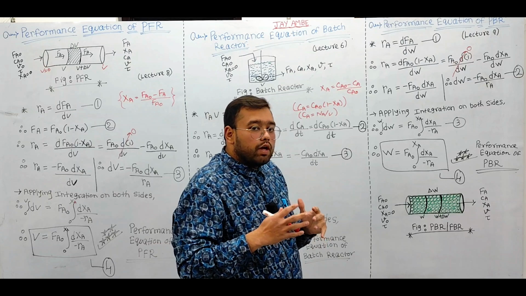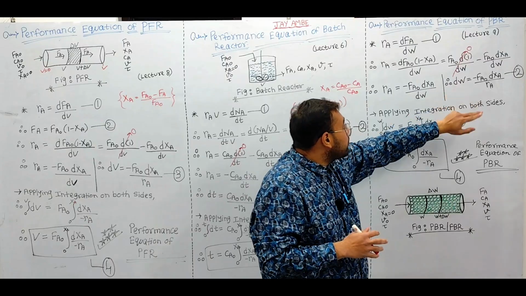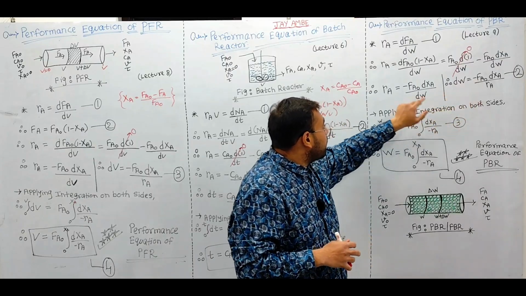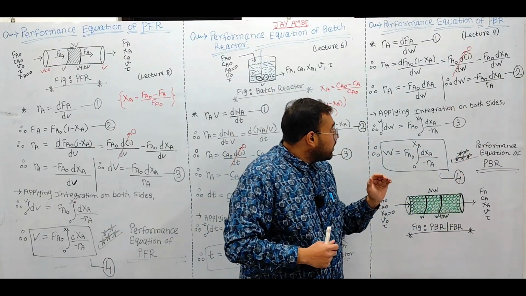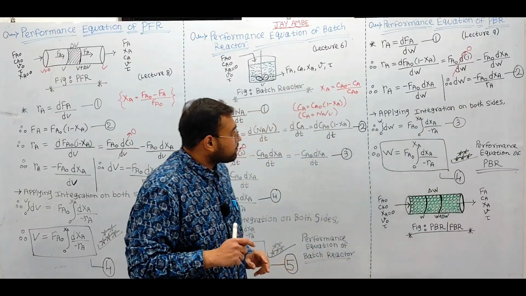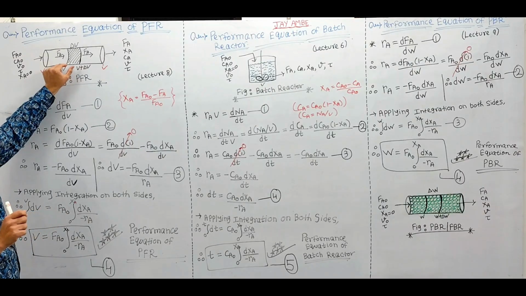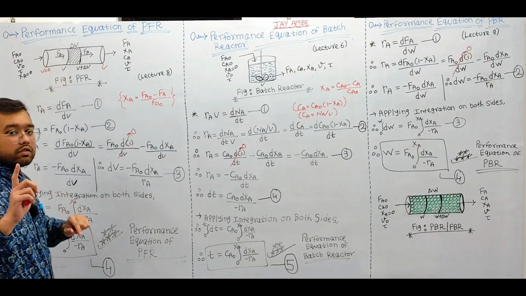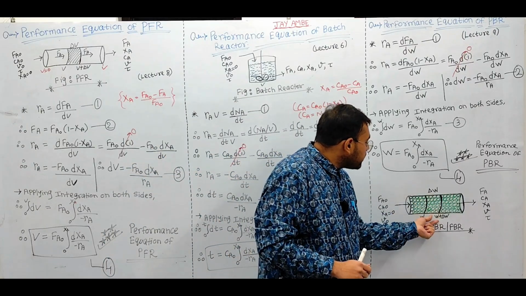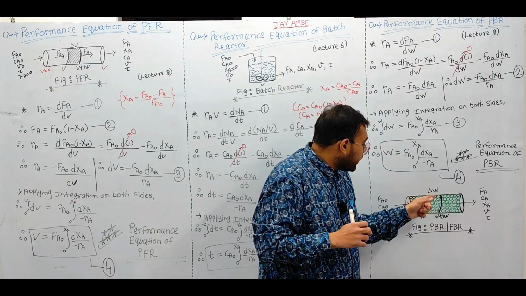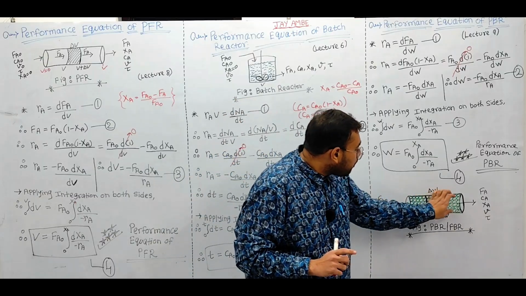Now further, here we are making dW the subject. So let's say dW is equal to minus Fa0 dXa upon Ra, right? I hope you have understood. Now, similar to the plug flow reactor, where we account for an infinitely small differential element of the volume, here let's say we account for a very small delta W weight of the catalyst in the packed bed reactor. But we need to account for the entire weight of the catalyst.